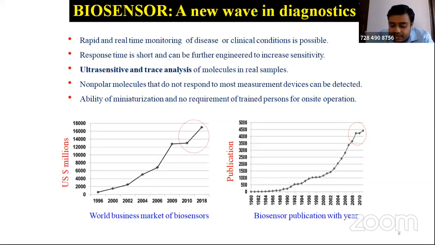So as I said, the biosensor is a new wave. You can see the business market keeps on increasing with the number of years, and the number of publications is also increasing with the number of years. It is very clear that people are very much interested in academic research, and it also has a lot of commercial market. So the basic idea in this case is why people are preferring the nano enabled biosensing system.